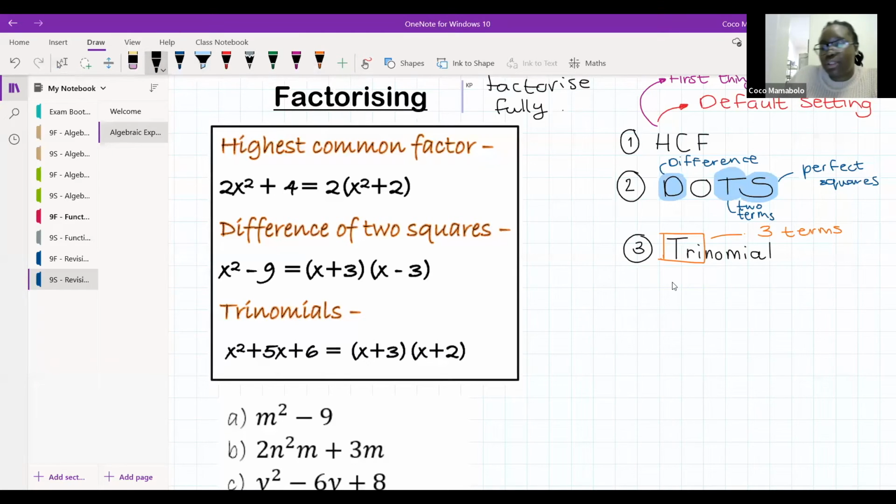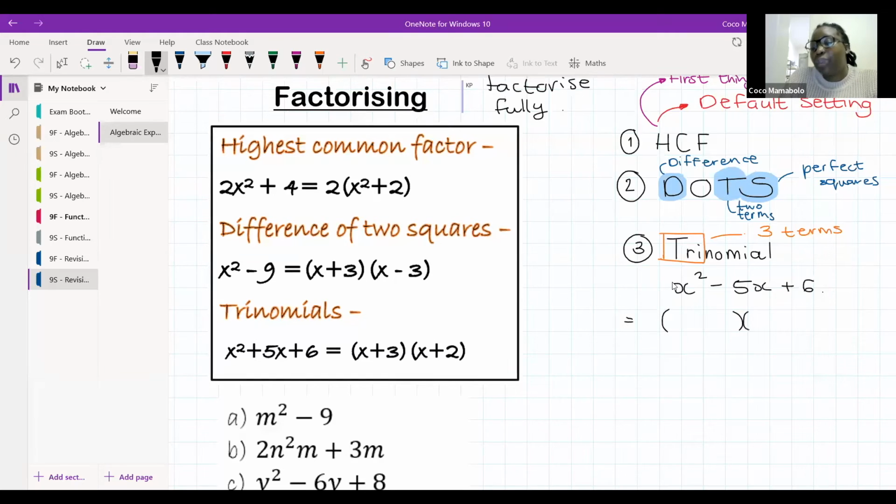Now, remember, of these 3 terms, guys, one of them will be squared. So we'll have an x squared plus 5x plus 6. And then, let me change this from plus to a minus, just for the sake of this question. Now, as soon as I see that there is no highest common factor, I need to check for my default setting first. As soon as my default setting doesn't apply, I can then open 2 brackets.